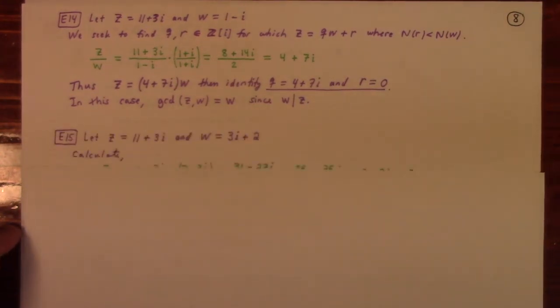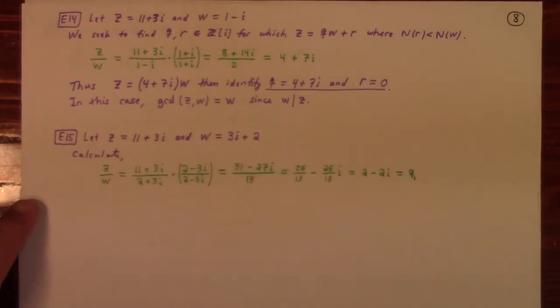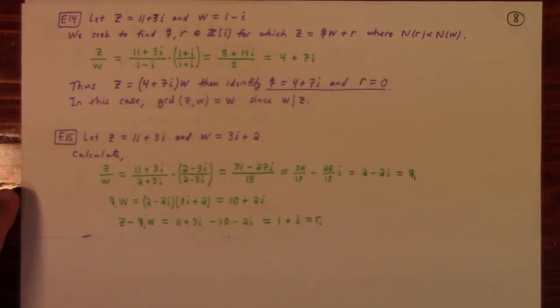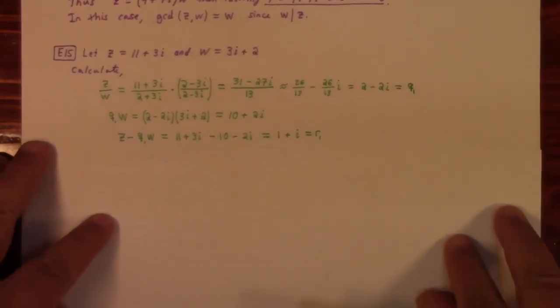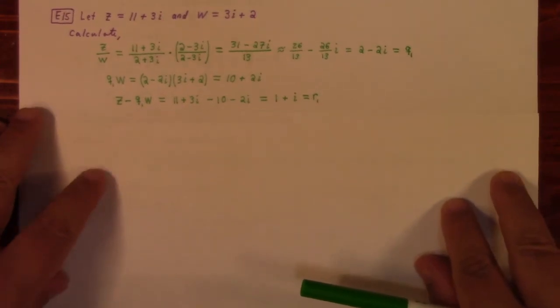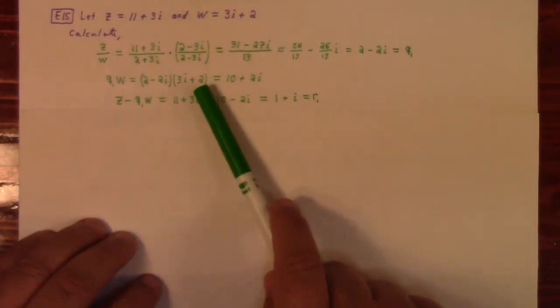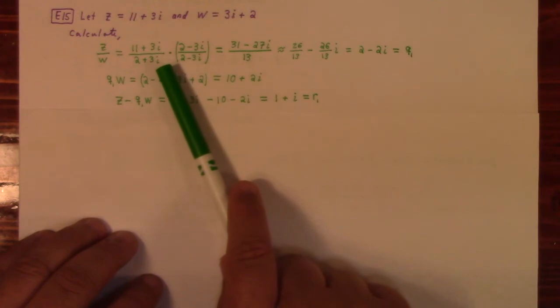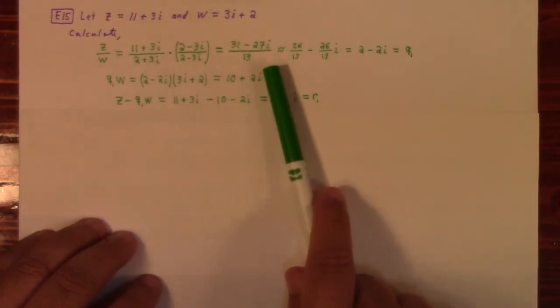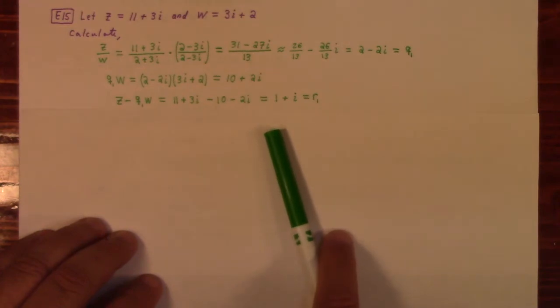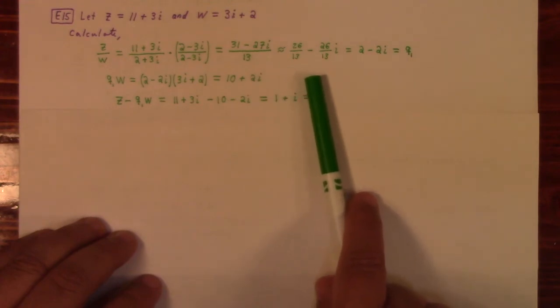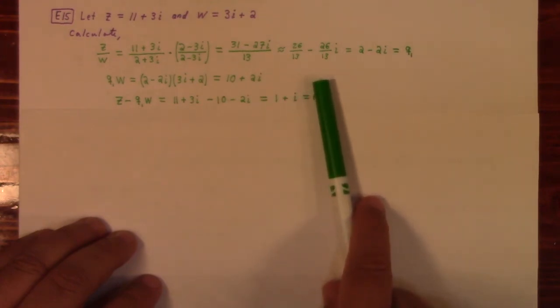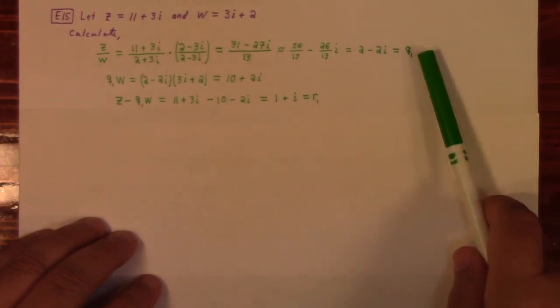Example 15, perhaps a little bit more exciting. We have this time 11 plus 3i and 3i plus 2. Let's walk through it. I start by dividing z by w, and multiply the conjugate over the conjugate of the denominator to make it Cartesian form. That gives 13 minus 31i over 13, which is approximately 26 over 13 minus 26 over 13 times i, which is 2 minus 2i. So my first quotient, q1, is 2 minus 2i.